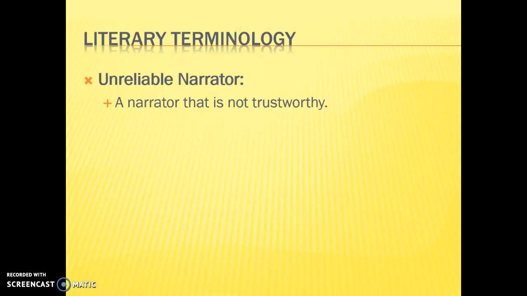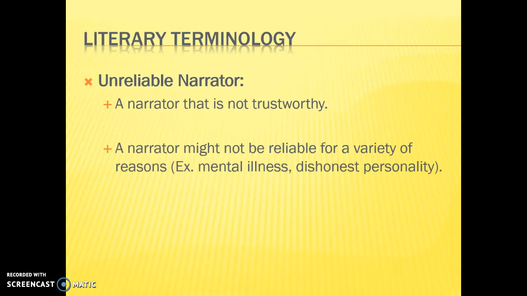In this case, and in this course's case, the narrator is female. This narrator might be unreliable for a variety of reasons: mental illness, dishonest personality, something to hide, a secret. But in this case, we will see that the narrator has a certain illness that can occur after pregnancy.